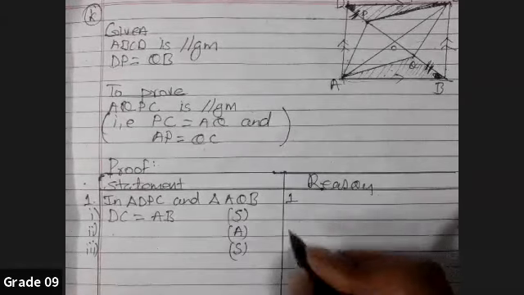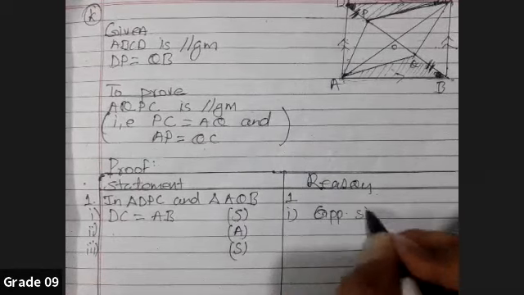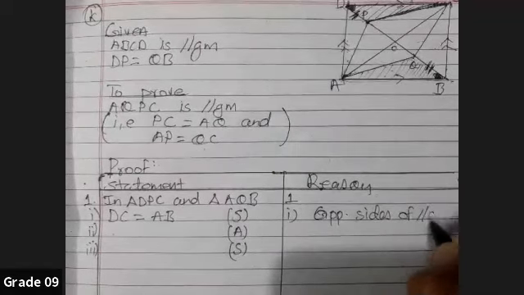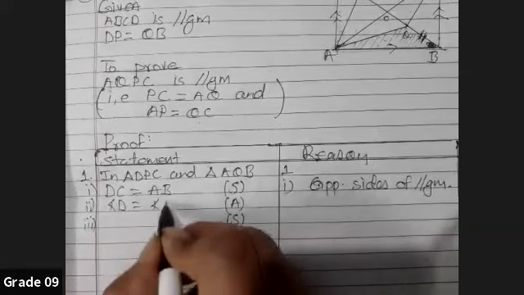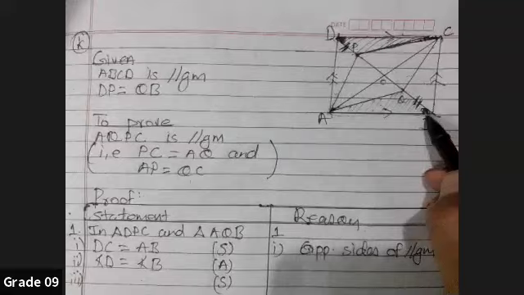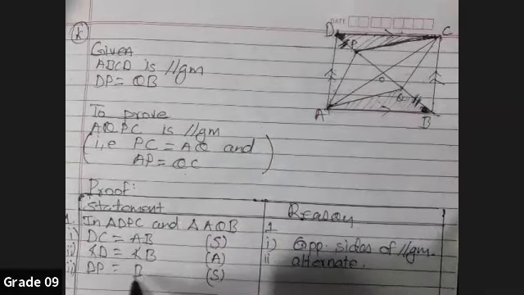Quickly, you can copy this. Number one: DC equals AB, because they are opposite sides of a parallelogram. Number two: angle D equals angle B, the reason being alternate angles. Number three: DP equals BQ, which is given, as that symbol has been given.